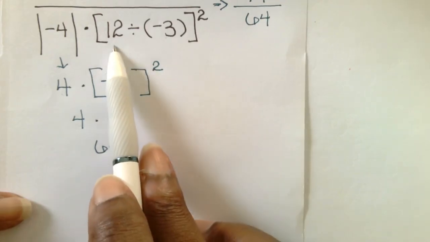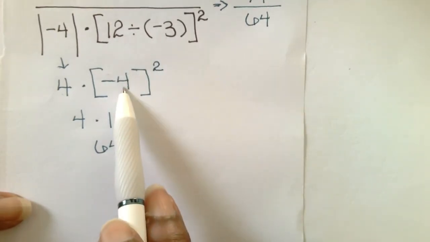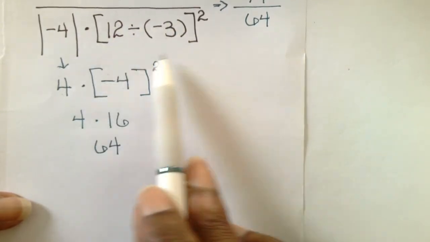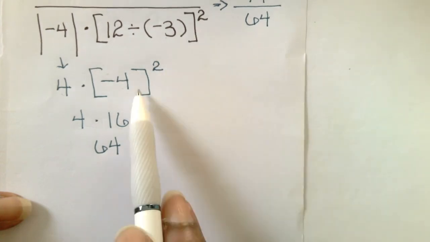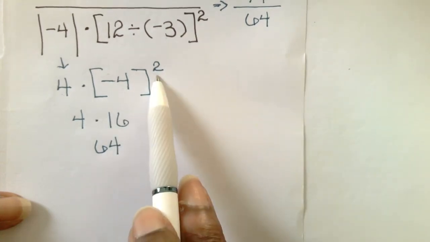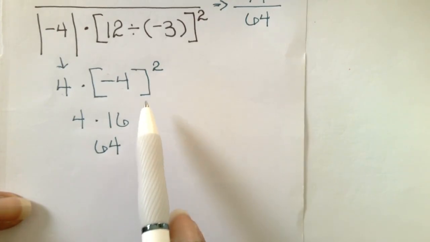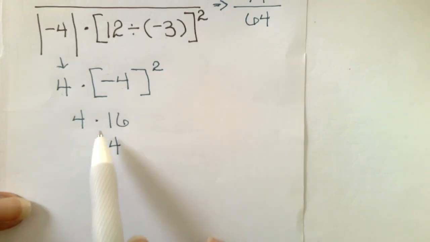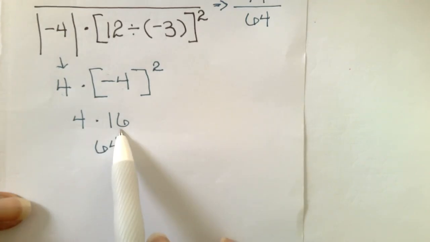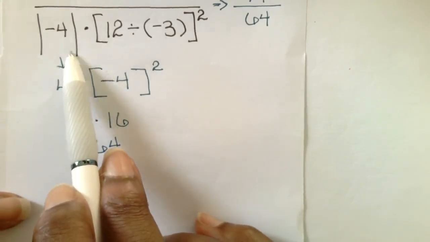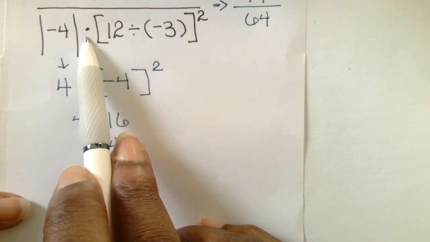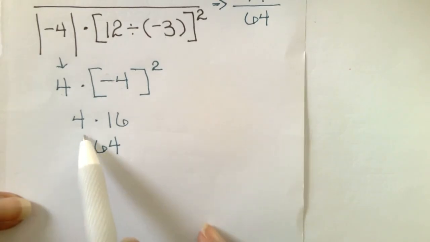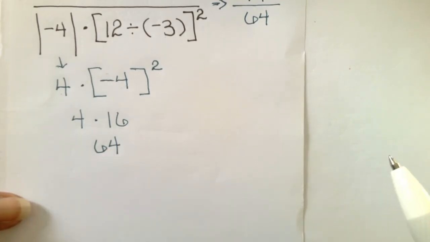So then you have your 12 divided by negative 3, that gives me a negative 4. But this expression here was being squared. So just this negative 4 is being squared. So negative times negative gives me a positive, and 4 times 4 gives me 16. So now we got 4 times 16, because remember, that absolute value was being multiplied, that's what the dot means, to this other bracket. So 4 times 16 gives me 64.